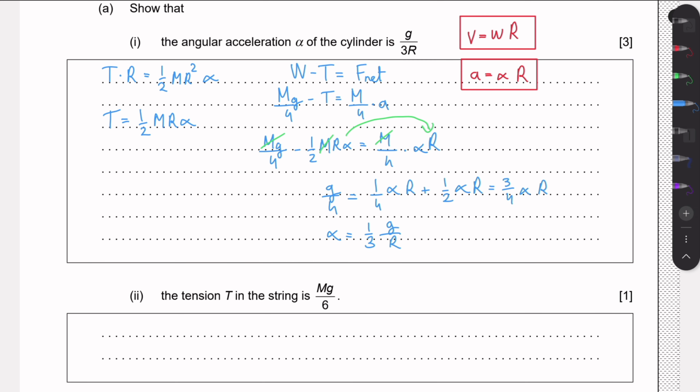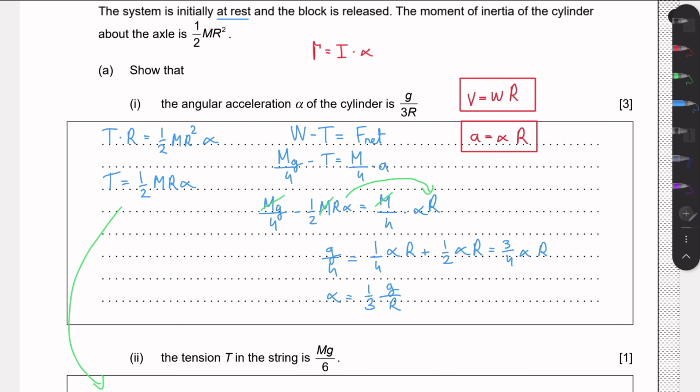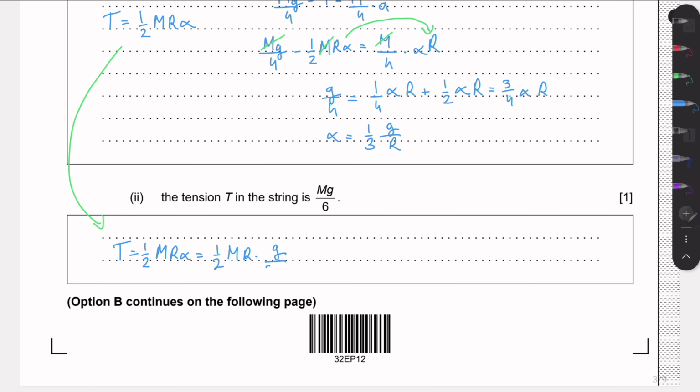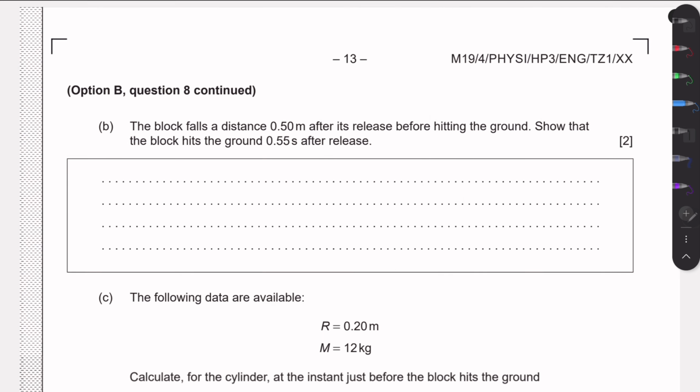And now we need to show that the tension in the string is mg over 6. So we had this expression for tension already. Tension is 1/2 mr alpha. And now we know the expression for alpha, so we can just plug this in. Alpha was g over 3r. The big r's will cancel out. 1 over 2 times 1 over 3 is 1 over 6. This would be mg. So that is how we can show that.